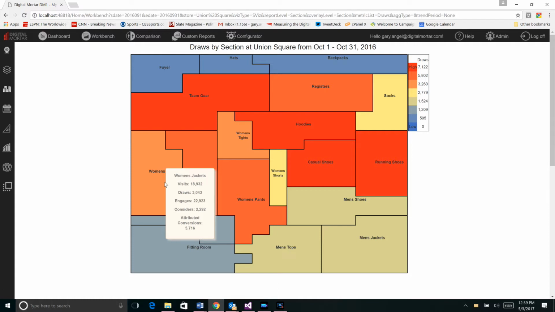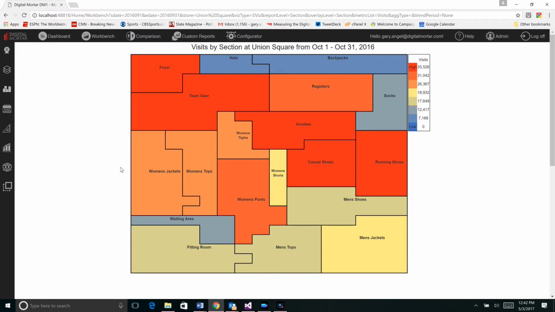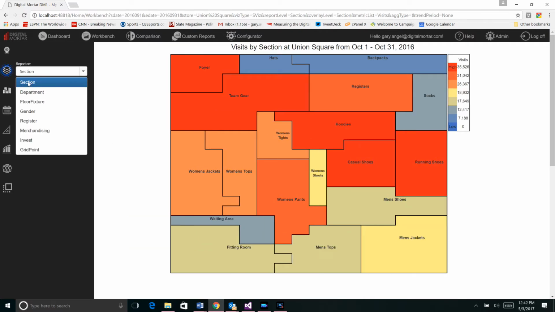Our conversion rate is worse, but that's not surprising since direct traffic to an area tends to have the highest conversion rate. It's clear that the Union Square store is going to have to work harder to sell women's jackets. That might start by changing my greeter script or moving promotions to the front of the store or into a natural cross-sell area that gets good traffic in the Union Square store. Let's use DM1 to figure out a strategy.